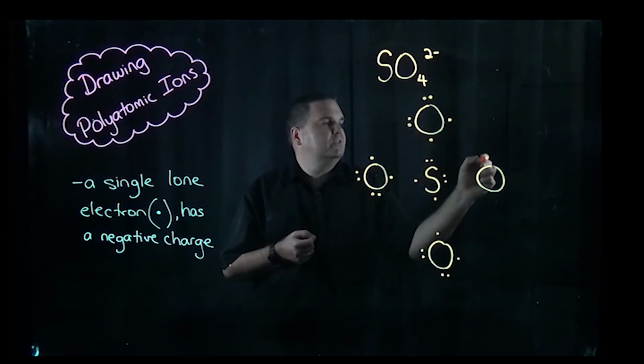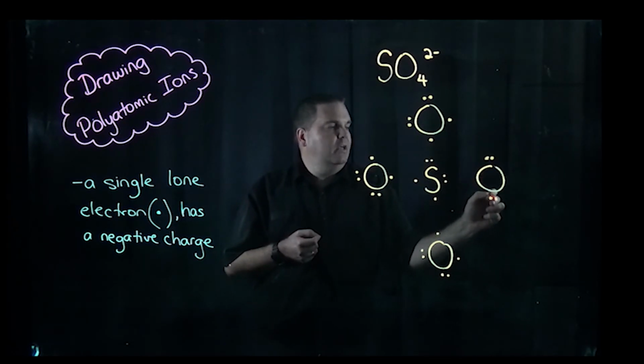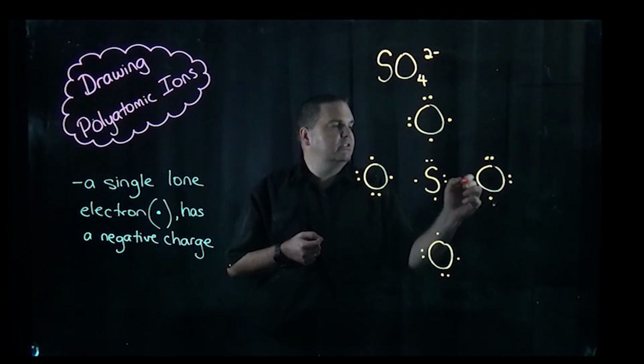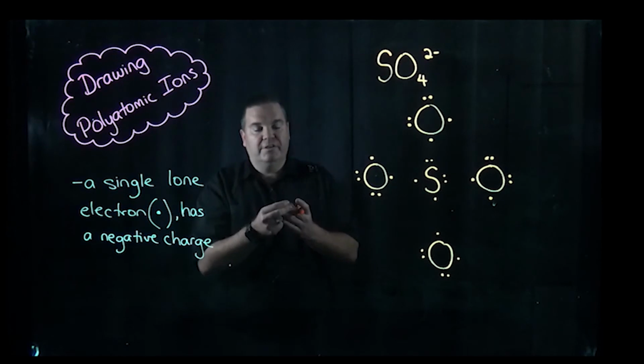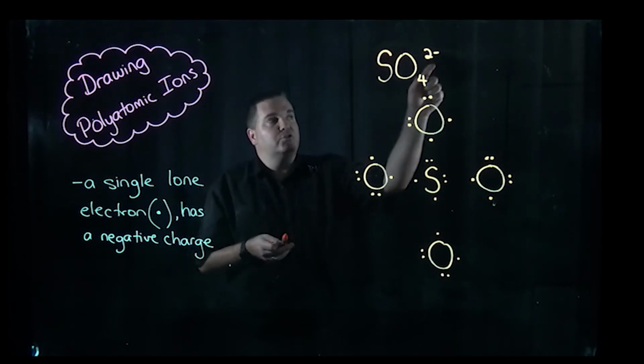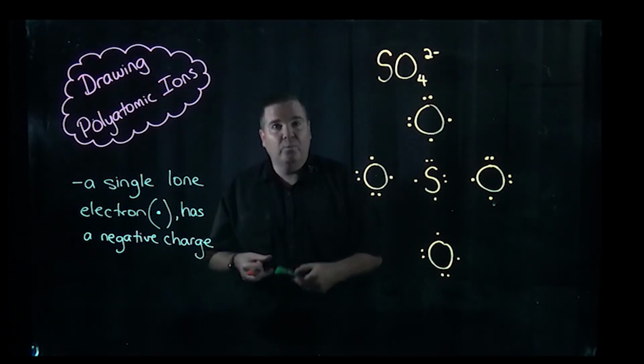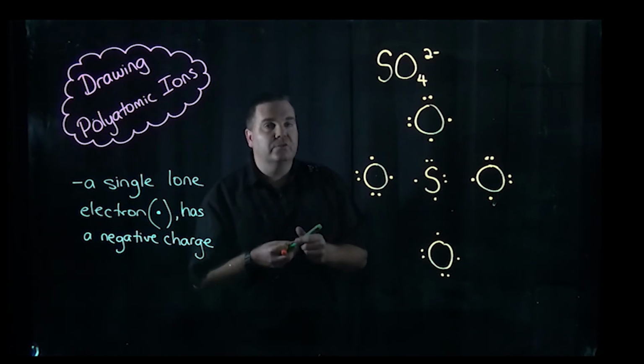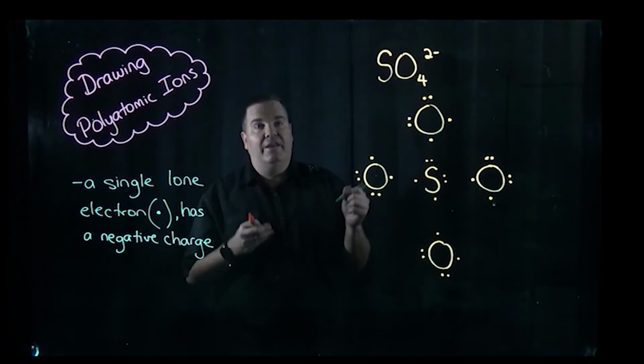Like this. So we're just doing it like we would normally. If you've watched the video on expanded octets, you'll know that sulfur in period 3 can expand its octet and have more. But what we're focusing on in this one is the fact that we've got a 2- charge. So once again, we want to identify 2 electrons that we're going to keep free and not bond up.